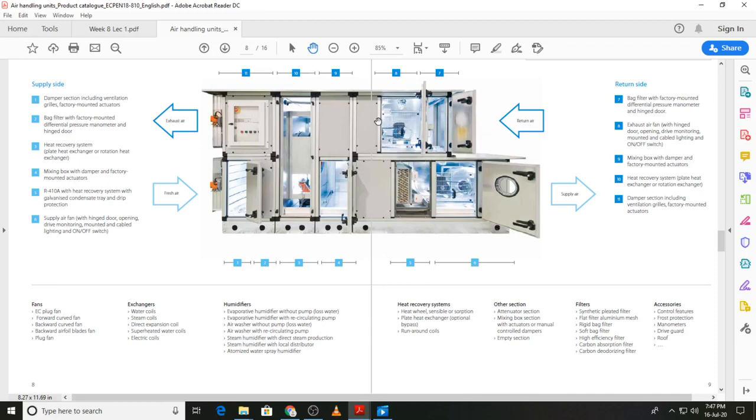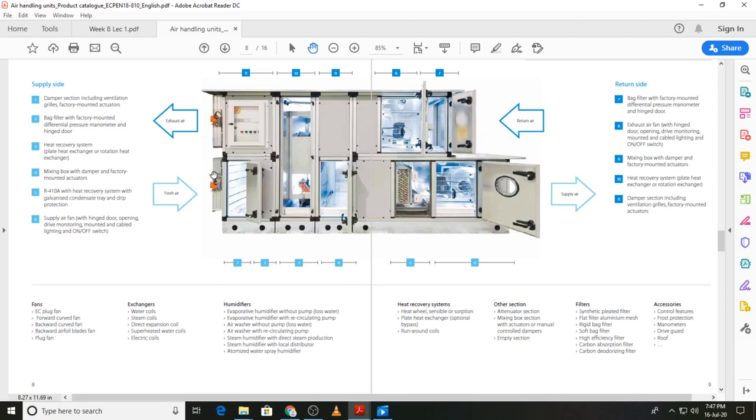So the return air goes into what is known as the mixing box, where the recirculated air mixes with the fresh air from outside. So as you can see, if you keep an eye on the cursor, we are moving in this direction, and we have an exhaust damper over here. So part of the air which is returned from the conditioned space is exhausted. The remaining air is over here, and we have the fresh air.